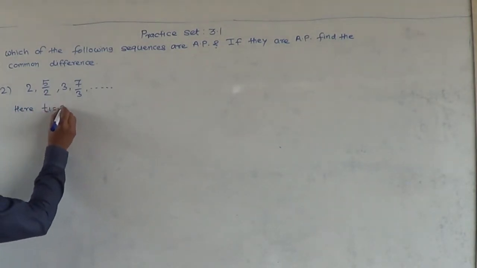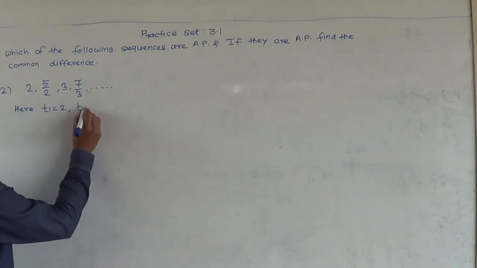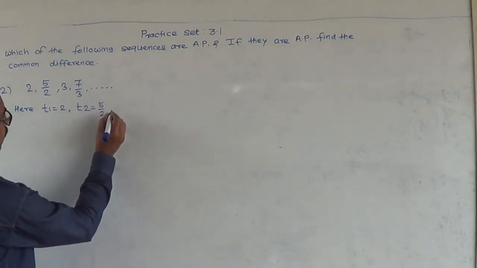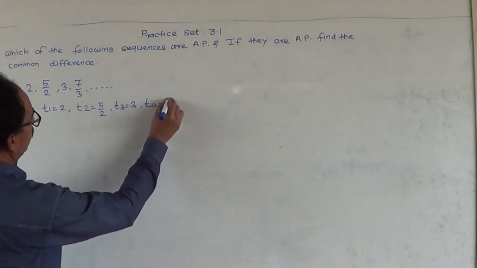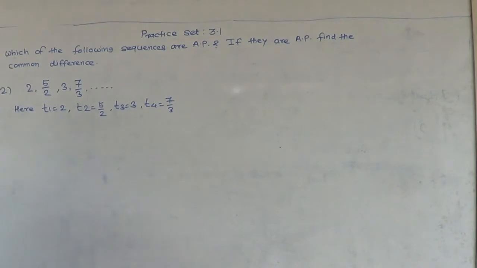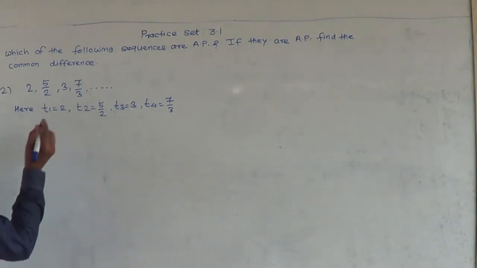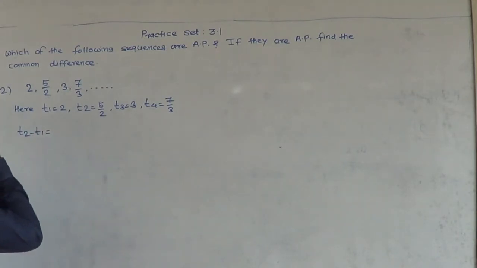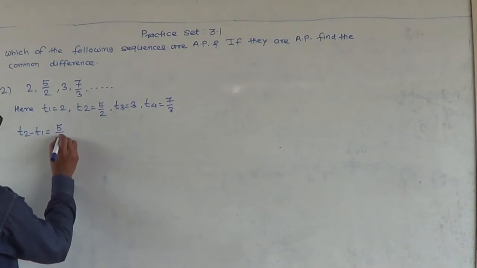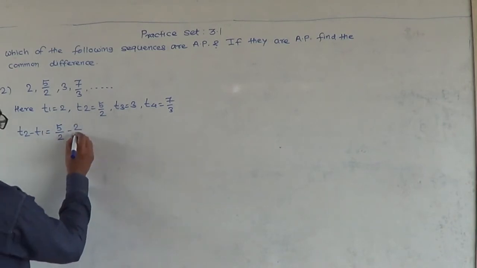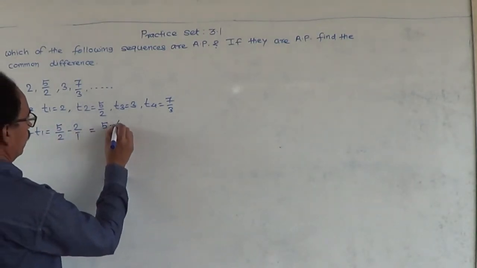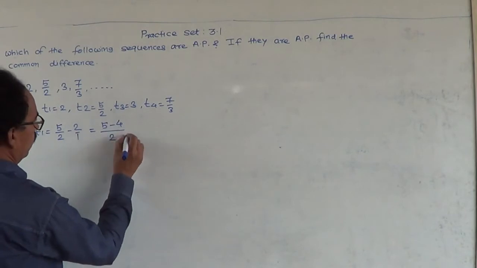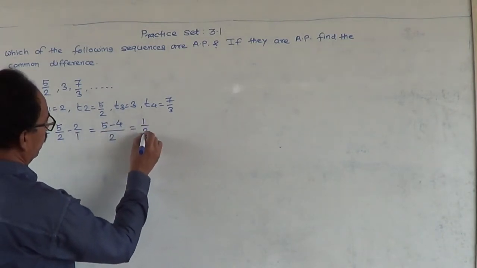So here T1 is 2, T2 is 5 by 2, then T3 is 3 and T4 is 7 upon 3. Now find the difference between T2 and T1, that is T2 minus T1, 5 by 2 minus 2. Here we will get the answer 1 into 5, that is 5, minus 2 into 2, that is 4, divided by 2 into 1, that is 2. So 5 minus 4 is 1 by 2.